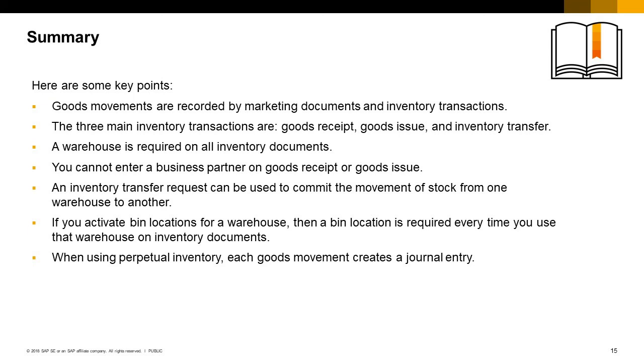If you activate bin locations for a warehouse, then a bin location is required every time you use that warehouse on inventory documents. When using perpetual inventory, each goods movement automatically creates a journal entry.